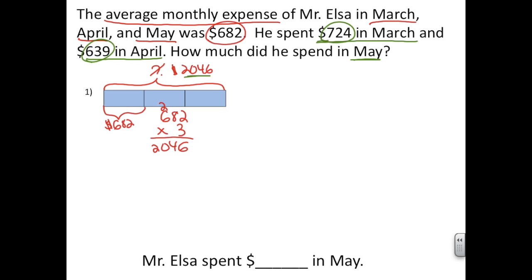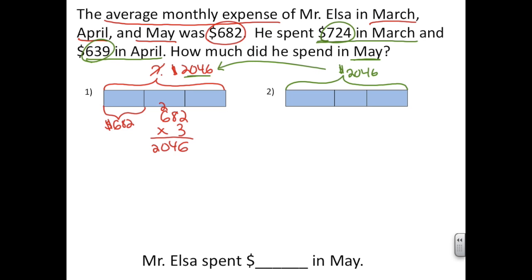So I'm going to draw a second bar model. And that bar model is also going to have 3 parts. However, this time they're not all equal because I'm not finding an average here. I'm finding a missing part. So I know that the whole amount is $2,046 because I found that over here. I know that in March, he spent $724. In April, he spent $639. And this here is going to be May.